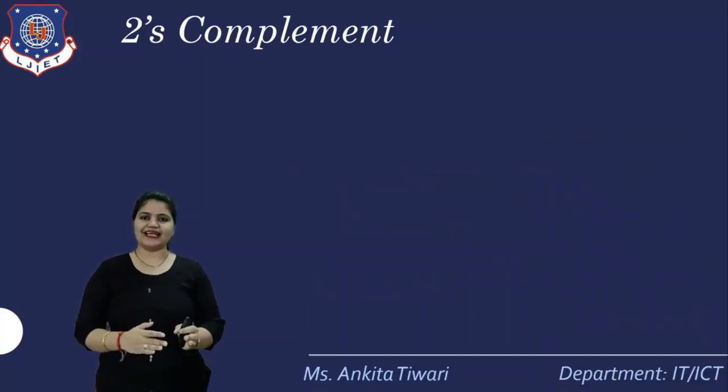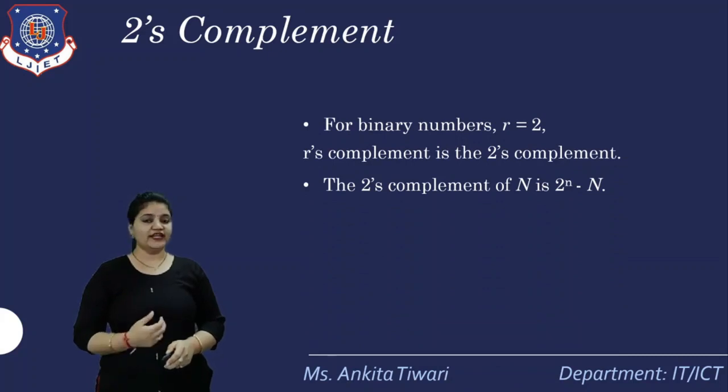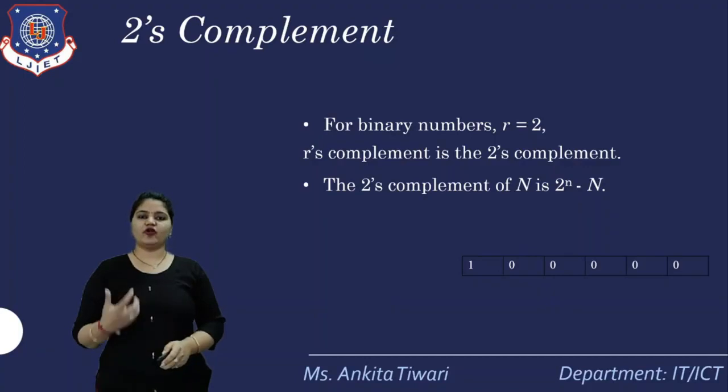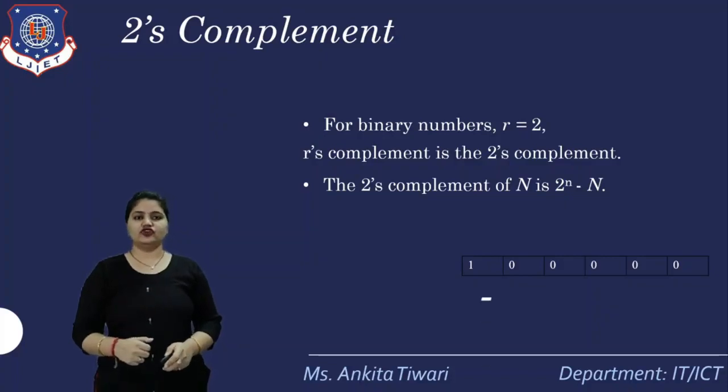Now we'll take one more example with changing the base. Here we'll take the base as 2 for 2's complement. So r is equal to 2. So we'll take 2's complement of any number that is given. Here the formula will be defined as 2 raised to n minus capital N. N will be your number itself. So 2 raised to n.